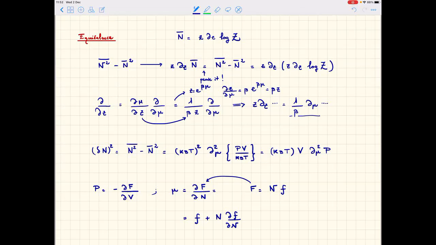Can you repeat what is small f? Small f is the free energy density. It is F divided by N, the free energy density.